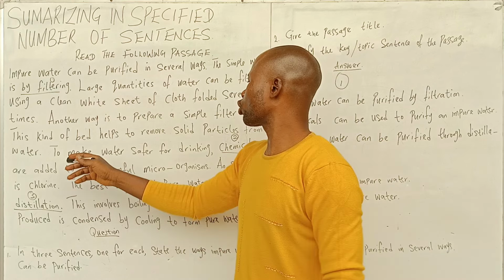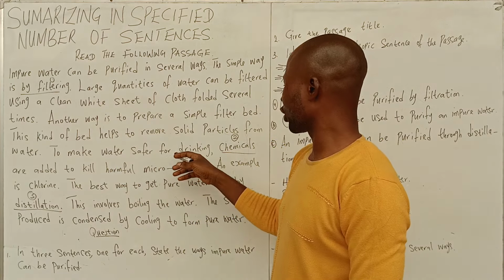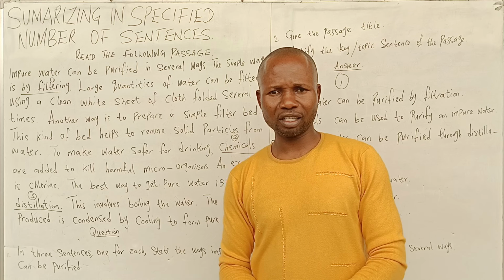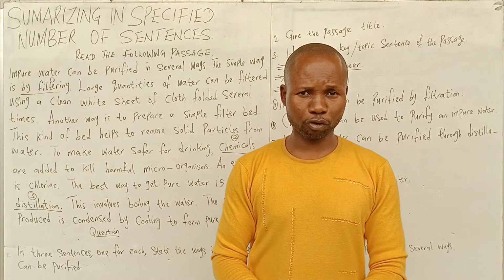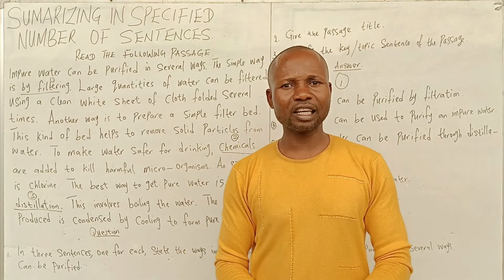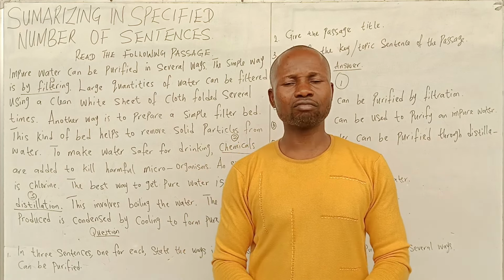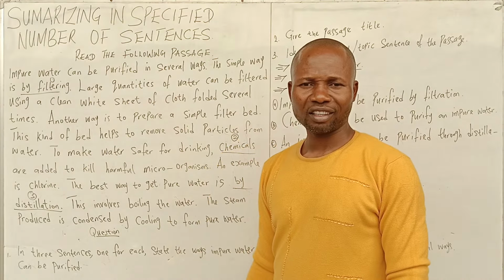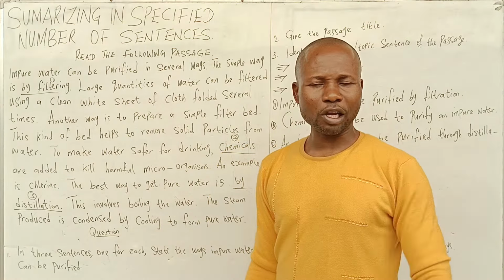Then another way to make water safe for drinking is that chemicals are added to kill harmful microorganisms. That means if you cannot use a filter bed, or you cannot use a white sheet of cloth folded several times, then leave the water and add what? Chemicals. And they now gave an example of such chemical. They say it's chlorine. That means it's not just any chemical. You need to use chlorine.